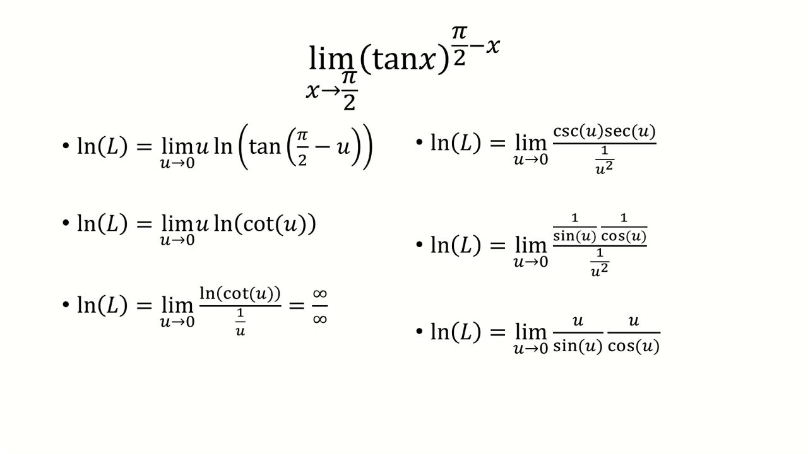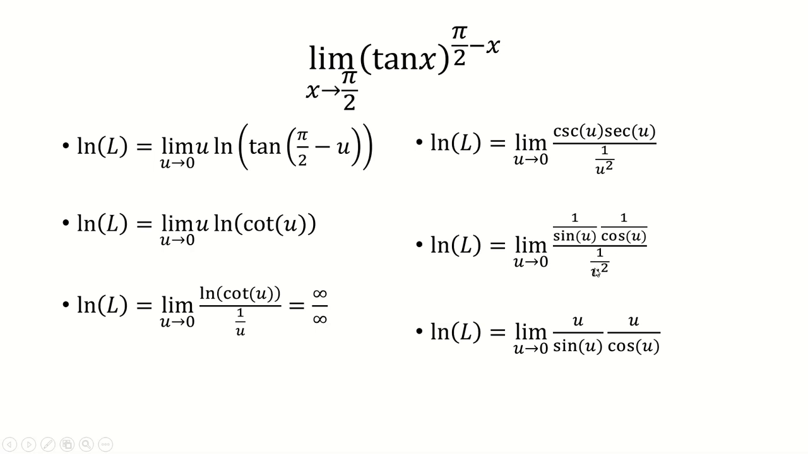So what we're going to do instead is rewrite u as 1 over 1 over u. Because now 1 over u goes to infinity, and so we have infinity over infinity, and we can use L'Hopital's rule. So we take the derivative of the top, derivative of the bottom. The derivative of the top is negative cosecant u secant u, and the derivative of the bottom is negative 1 over u squared. The negatives are going to cancel, and now I can simplify this by rewriting cosecant as 1 over sine, and then secant as 1 over cosine.